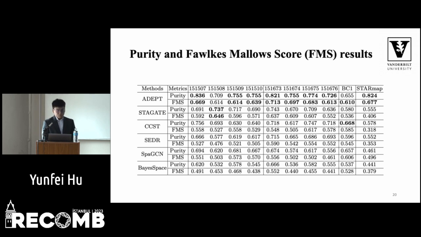Besides the ARI results, we also use the purity score and the Fowlkes-Mallows score, FMS, here to evaluate the clustering performance. This table shows the purity score and FMS score comparisons between ADEPT and 5 other popular methods across benchmark datasets. The highest average scores in each column are highlighted and are consistent with what we observed in the previous ARI table. ADEPT achieved the best performance in 8 out of 10 datasets for the purity score and 9 out of 10 datasets for the FMS score.